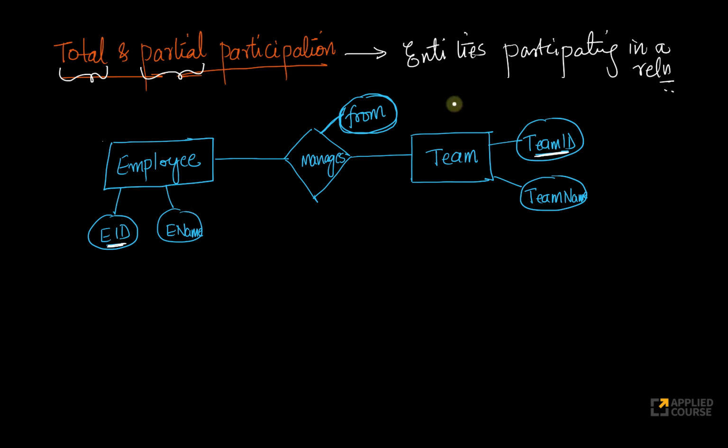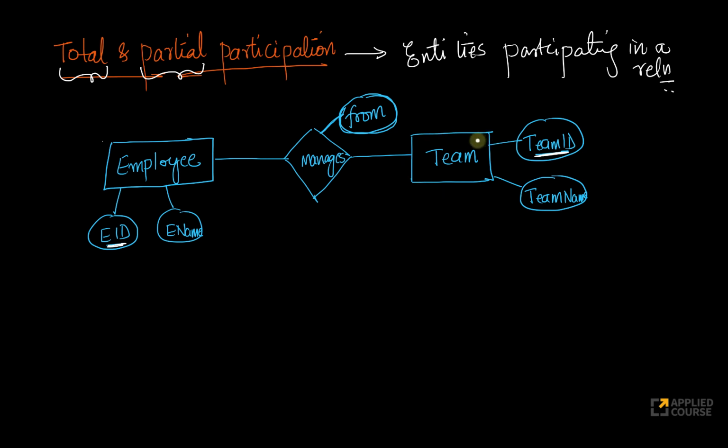Okay. So the way this relationship works is this employee manages this team from so and so date. That's how this relationship is constructed. This "from" is basically a date from which this employee is managing this team. He's a manager for the team. Right? Now look at this.